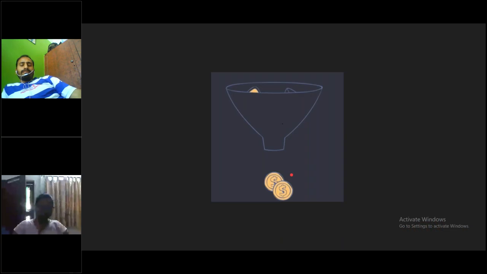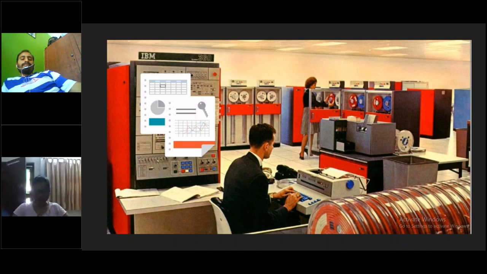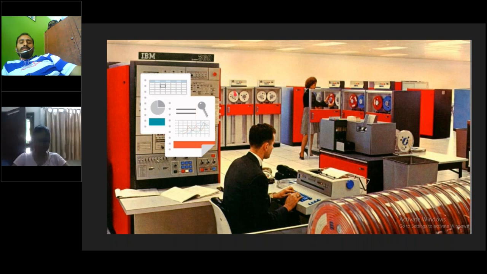So how did data science come into the picture, how did we come to know about data science, how did this thing start? So in the 1980s, IBM discovered the first relational database to store the data of customers or their payroll, customer information.